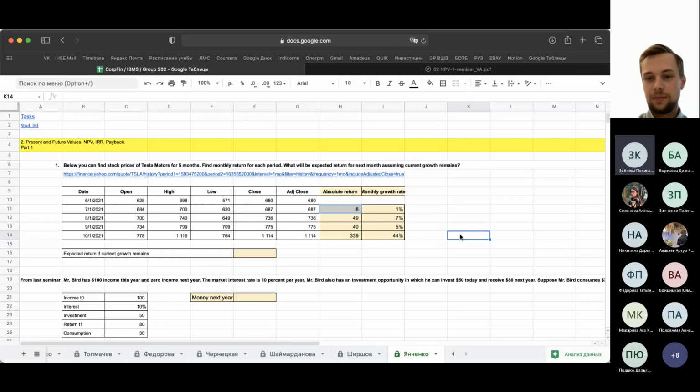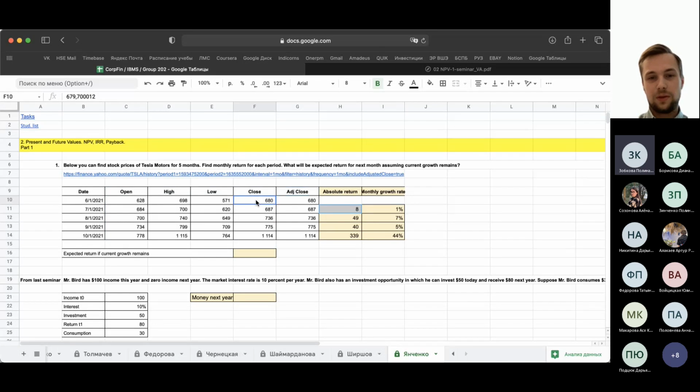Excuse me, I have a question. Could you please explain why we are provided with the information with the open, high, low, and close tables? Or I probably don't understand something. Actually, for this problem, we do not need this, only the adjusted close. Yeah, it's just the copy paste from Yahoo Finance.